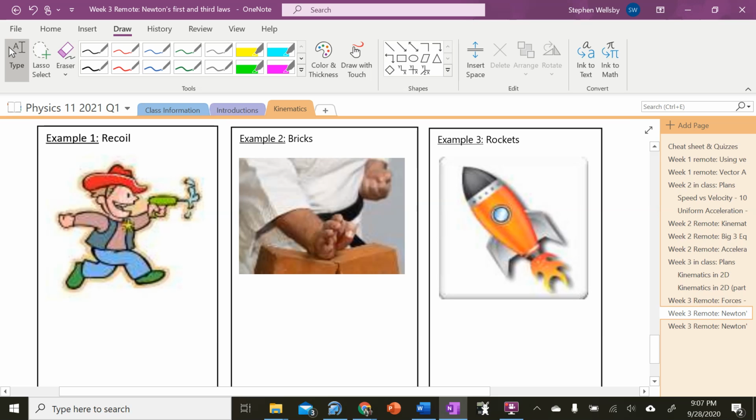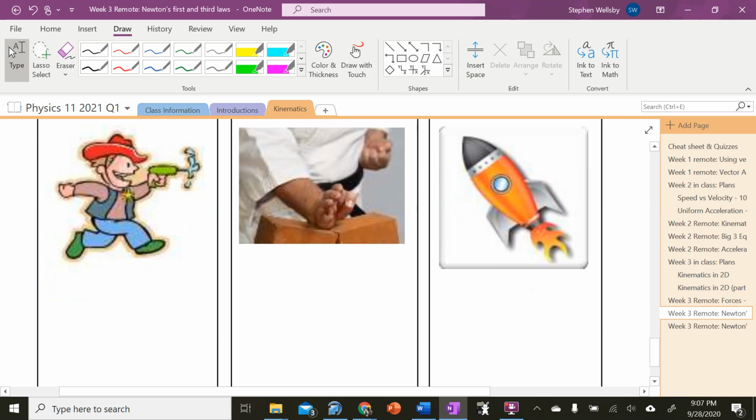And lastly, for the rocket, the rocket is pushing out against the rocket fuel, but likewise, the rocket fuel is pushing back up against the rocket. So that's what causes that to rise.